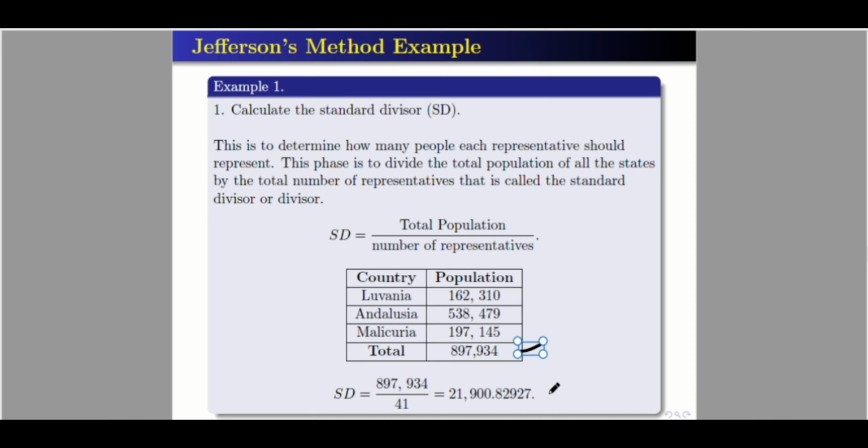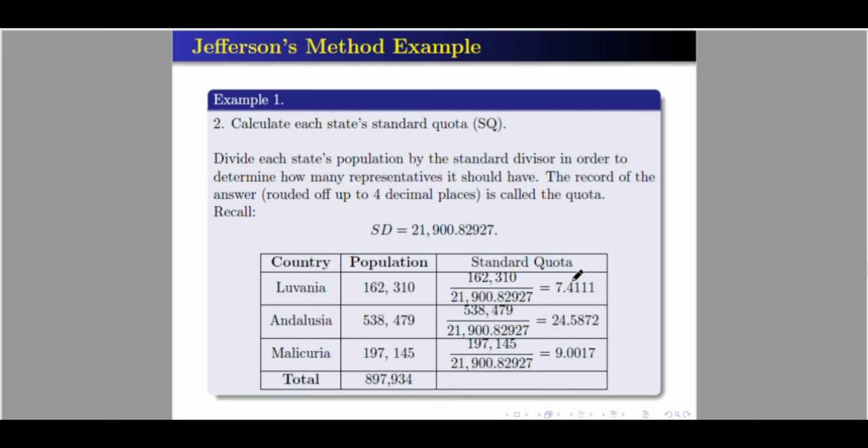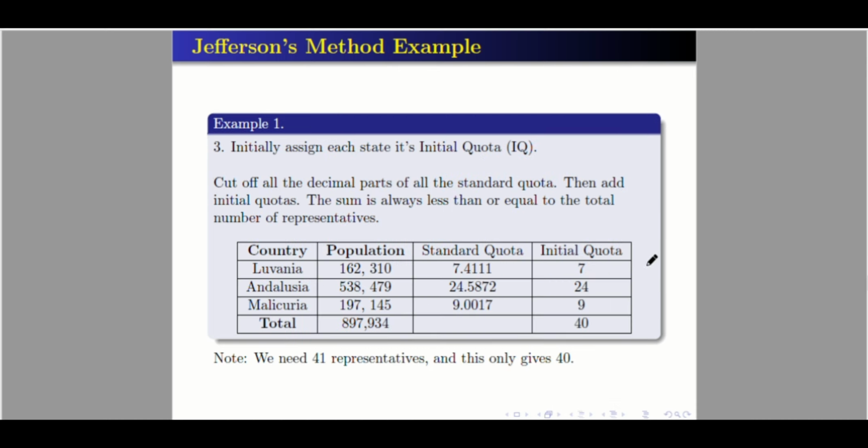So again, we have 21,900.82927. Step 2, the same as in the previous video on Hamilton's method: divide each population by the standard divisor. So we have this standard quota. And step 3 is we need to cut off all the decimal parts. Okay, so we have 7, 24, 9, and 40.